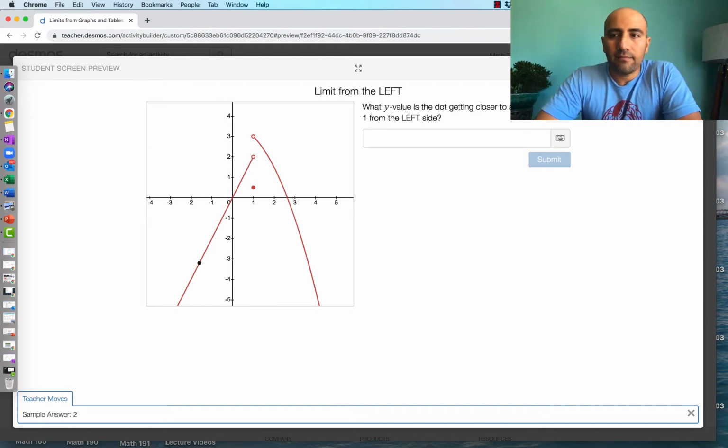On the other hand, as x approaches 1 from the right-hand side, see, when x is like 4, there's an output value way down here, and as x gets closer and closer to 1, but always from the right-hand side, the output values get closer and closer to 3, right? So they're heading toward 3.